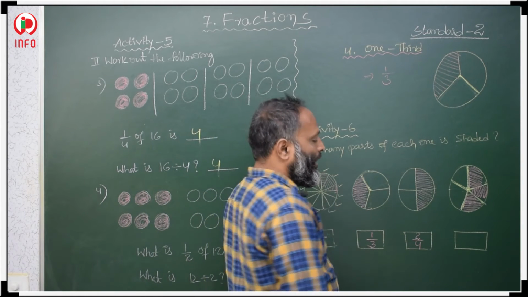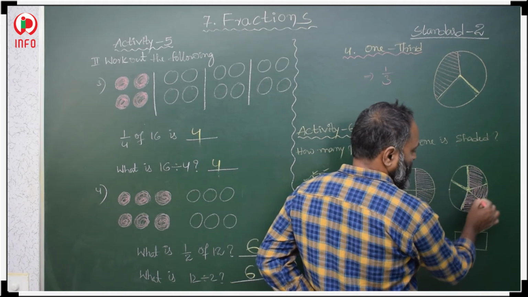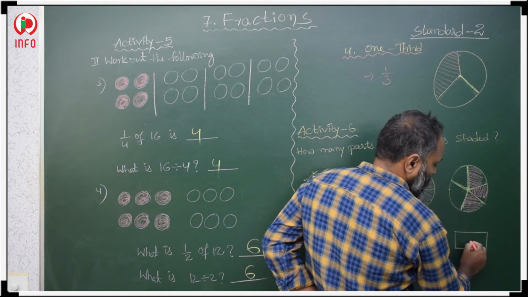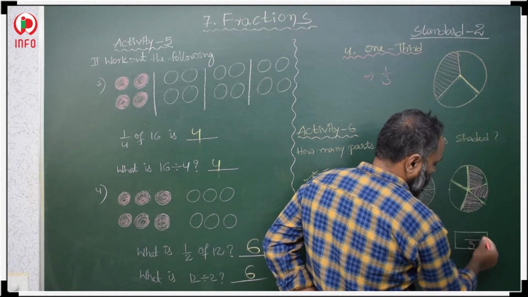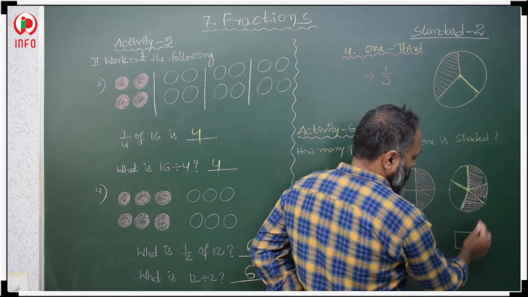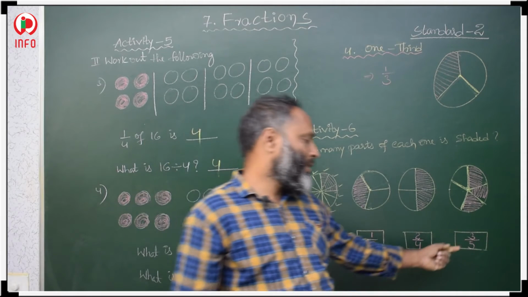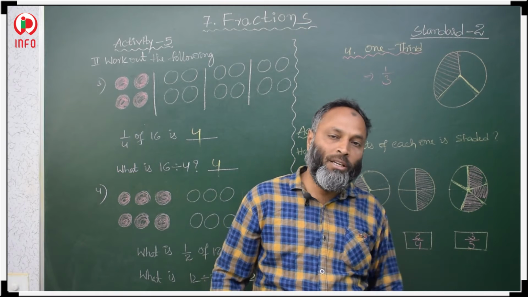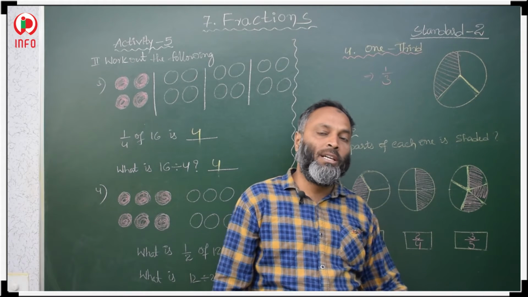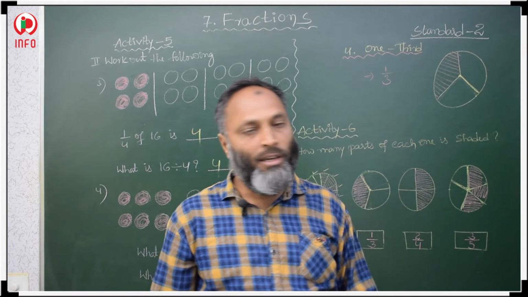Then here, how many parts do we have? 1, 2, 3, 4, 5. Out of 5 parts, how many parts are shaded? 1, 2, 3. 3 by 5. This is 3 by 5. So the total parts we have to write in the denominator, and how many parts we shaded, that we have to write in the numerator.